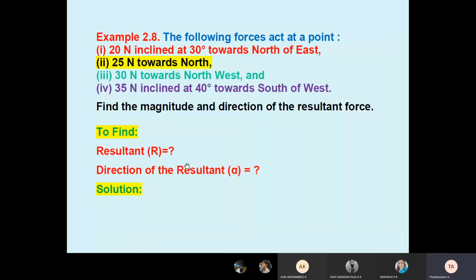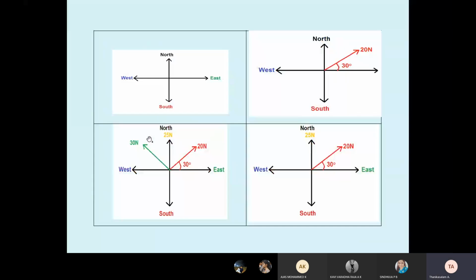They did not mention. See here, the third force, 30 Newton towards northwest. That means the 30 Newton goes north to west, but they did not give an angle. What is the inclination angle? Tell me, anyone? 30.